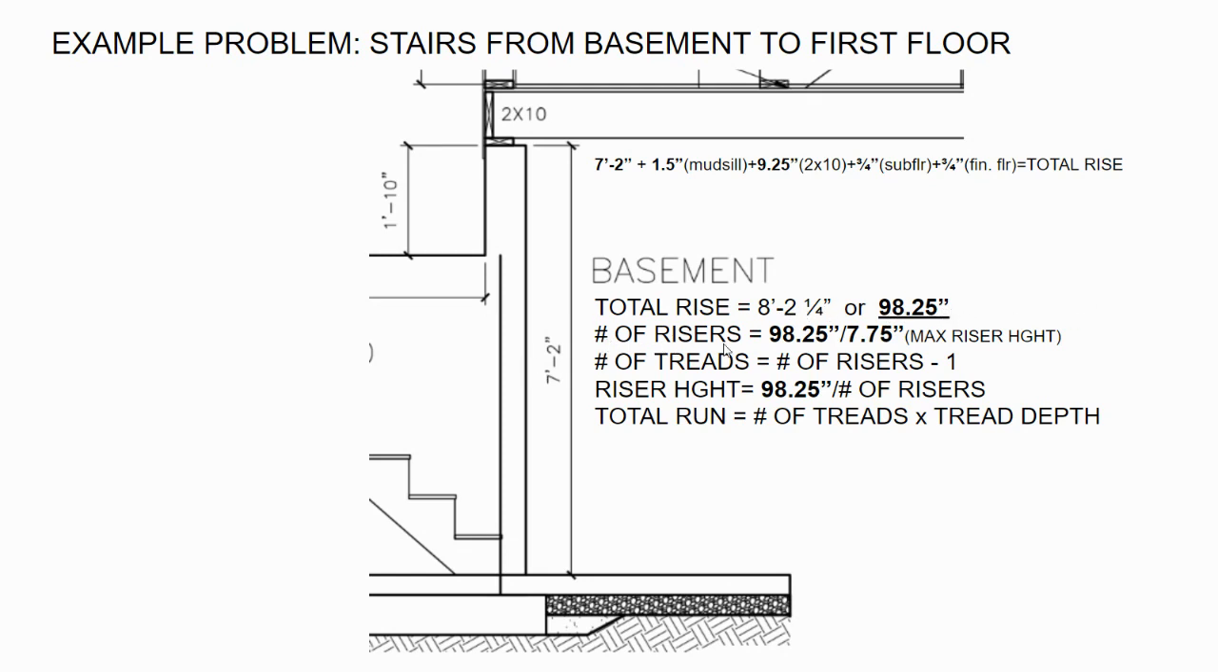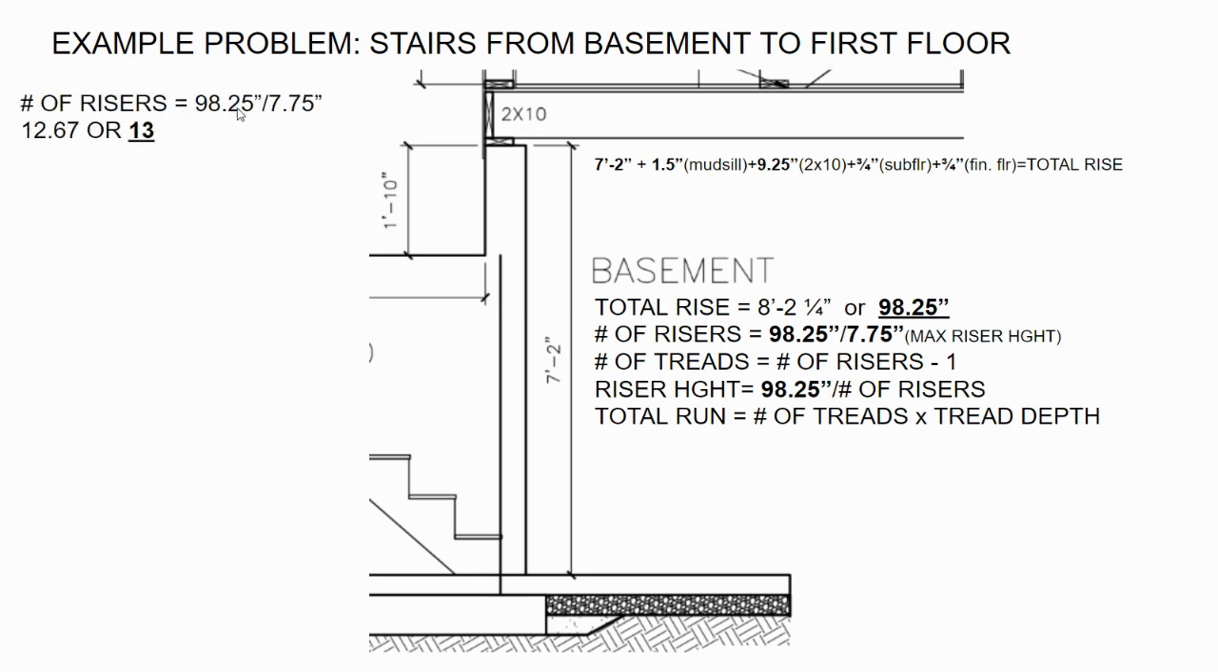To get my number of risers, I would take the 98.25 inches divided by 7.75 inches. That 7.75 inches is the maximum riser height, remember. To get my number of treads, I would take the number of risers minus 1. To get my riser height, I take the 98.25 inches again and divide by the number of risers I get for an answer up here. And then the total run is number of treads times tread depth. So we're going to see those equations come out over here.